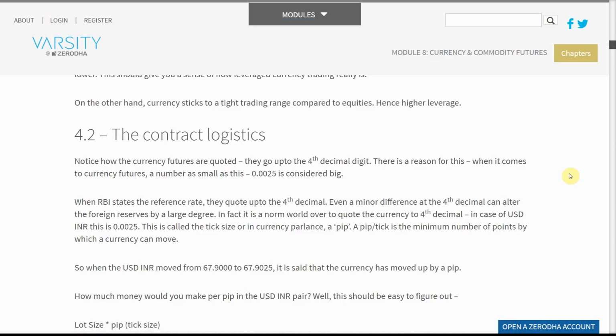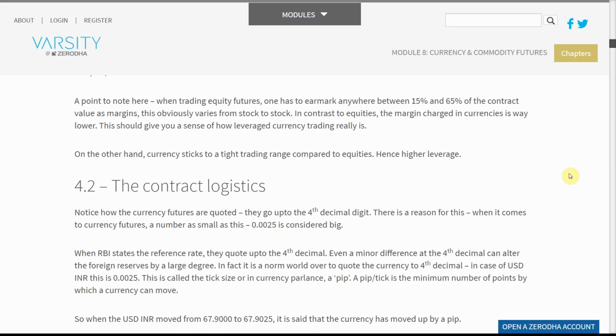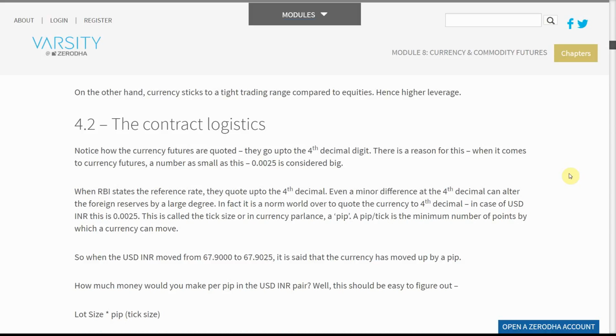A number as small as this 0.0025 is considered big. When RBI states the reference rate, they quote up to the fourth decimal. Even a minor difference at the fourth decimal can alter the foreign reserves by a large degree. In fact, it is a norm the world over to quote the currency to the fourth decimal.